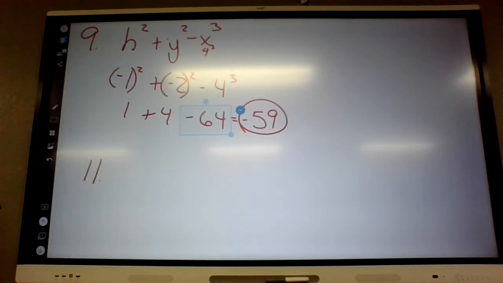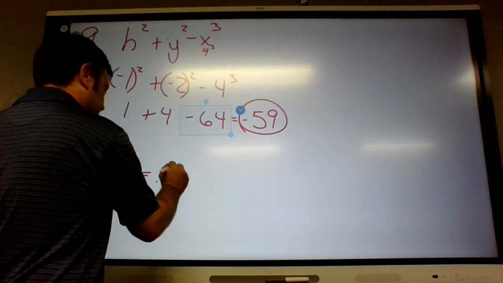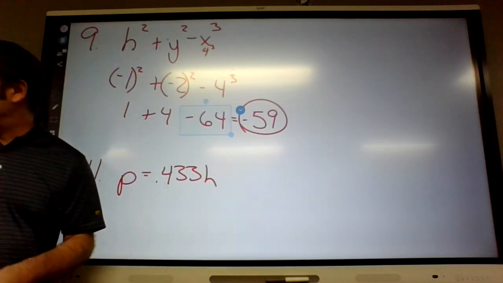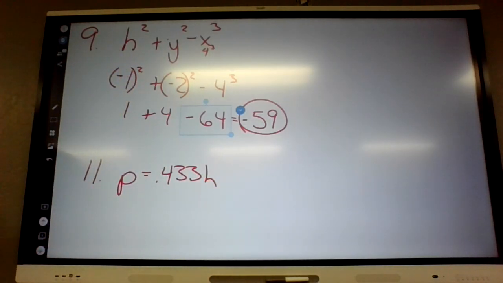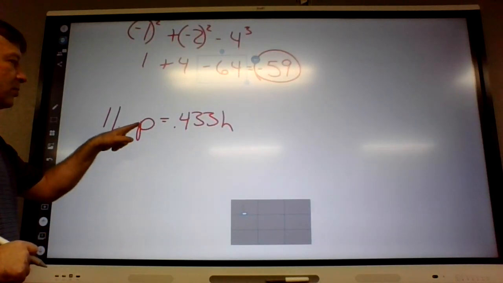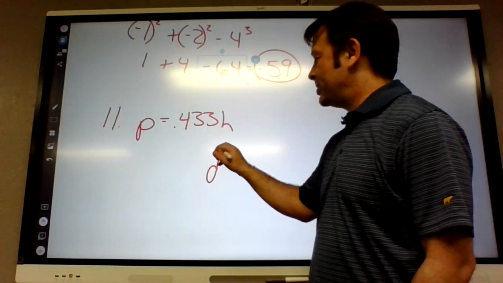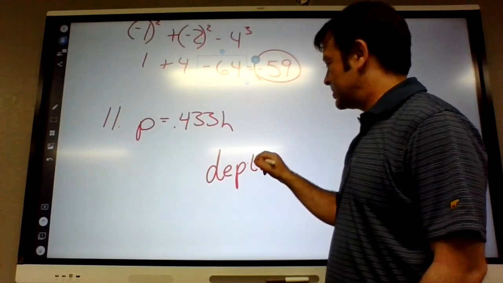Alright. Okay, little formula word problems. It says use the formula P equals 0.433h. Let me write that down real quick. Determine how much additional pressure you will feel from water when you dive to a depth of 32 feet. So, what is this formula telling us based on what that just said?